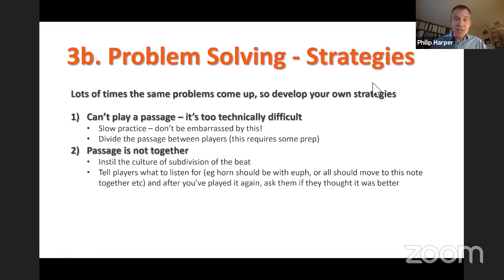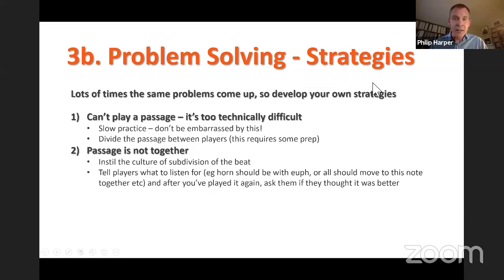Another part of my strategy for passages that aren't together is to make sure that you tell the players what they're actually listening for. So it's no use saying, oh, those bars aren't together. Be more specific. For example, look, in this bar, the horn should be moving to the same note as the euphonium, or at the same time as the euphonium, or something like that. But actually tell the players what the problem is specifically, what they're trying to achieve. Now the horn and the euphonium players can listen. They know what they're trying to achieve.